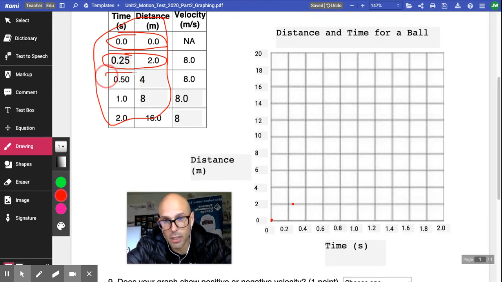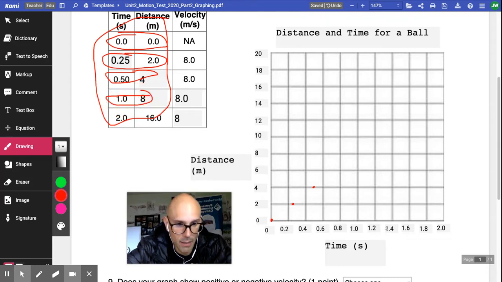I'm going to do the next one, 0.5 and 4. So I go over 0.5 up to 4. Right there. Do the next one, 1 second up to 8. Right there. Last one, over to 2 seconds up to 16. So 2 seconds up to 16. And so I just put our data points on there.